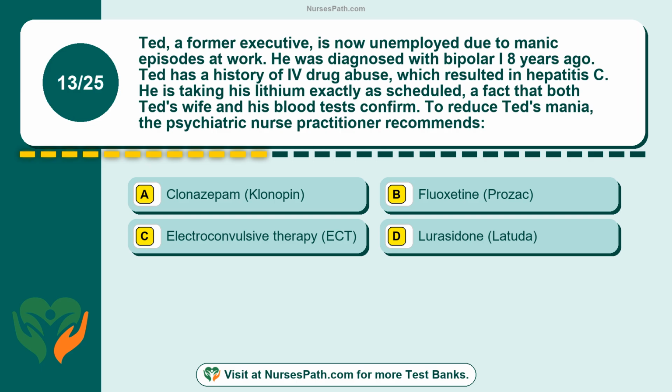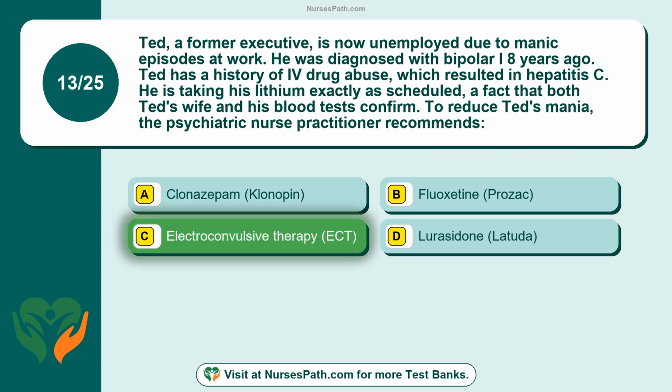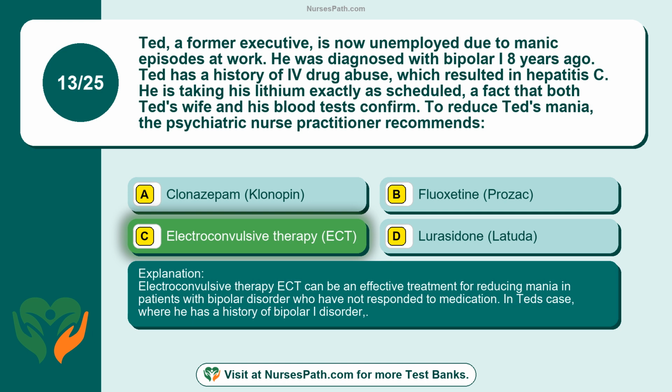To reduce Ted's mania, the psychiatric nurse practitioner recommends: Option A. Clonazepam, Klonopin. Option B. Fluoxetine, Prozac. Option C. Electroconvulsive therapy, ECT. Option D. Lurasidone, Latuda. The correct answer is option C. Electroconvulsive therapy, ECT, can be an effective treatment for reducing mania in patients with bipolar disorder who have not responded to medication. In Ted's case, where he has a history of bipolar I disorder.